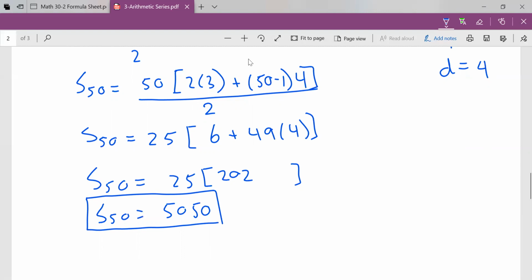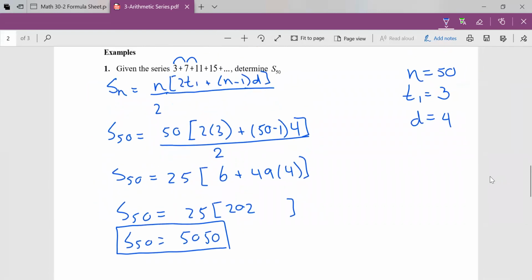So again, what did I do? Well, I analyzed what it is I know. I don't know the last term, but I know the difference. So that's why I used that formula. Okay, let's try another one.